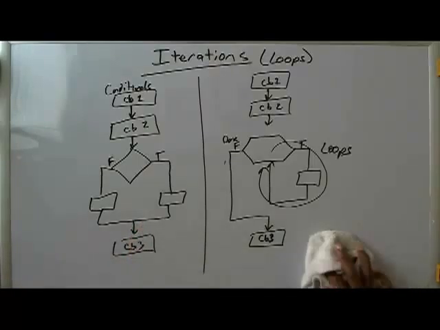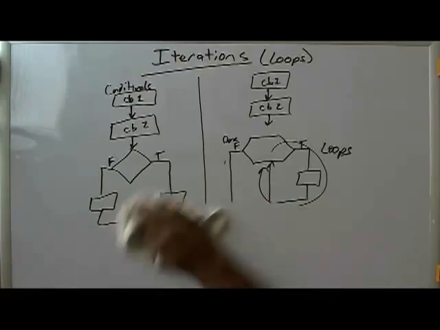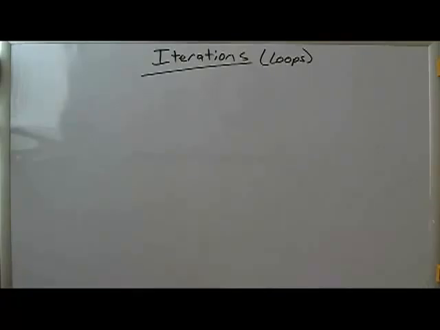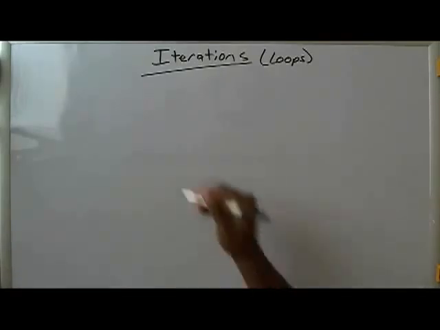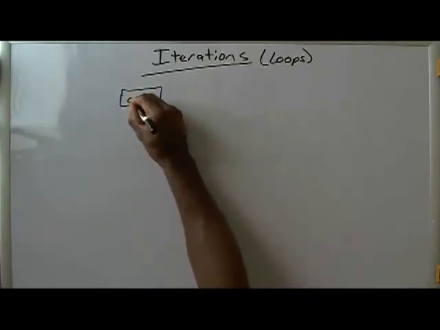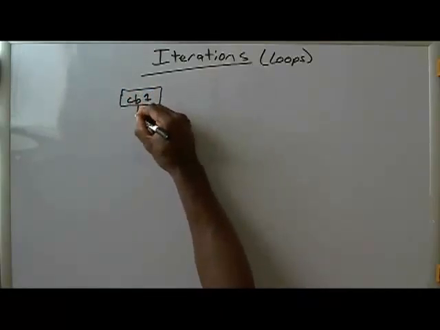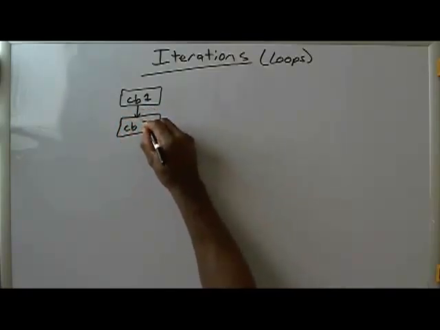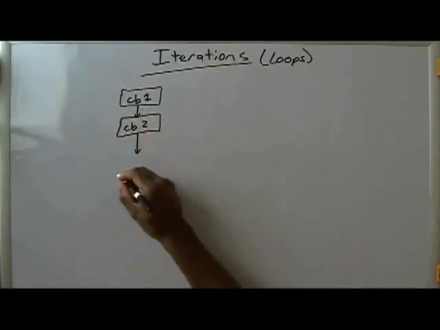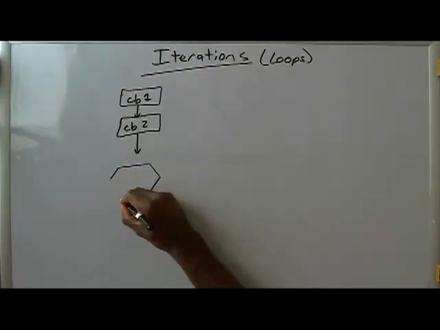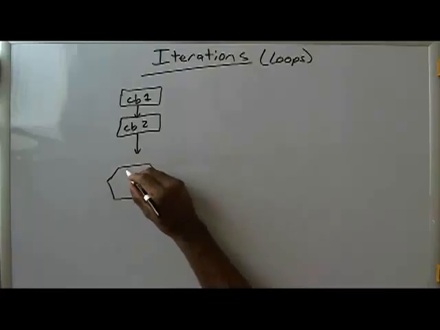So let's now look a little bit deeper at the flow diagram for the for statement. Once again, I'll do what I just did before. You have some code block here, and maybe some code block here. So you're coming along, executing your program code sequentially, and then you hit a for statement.